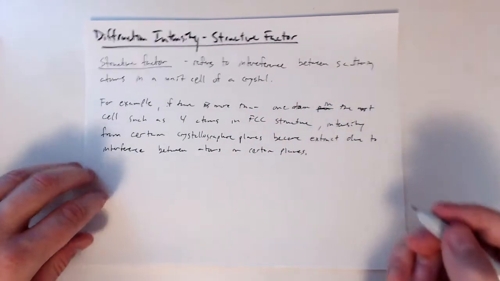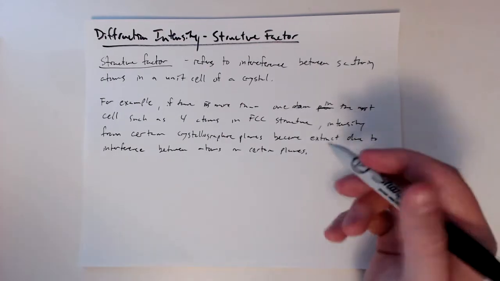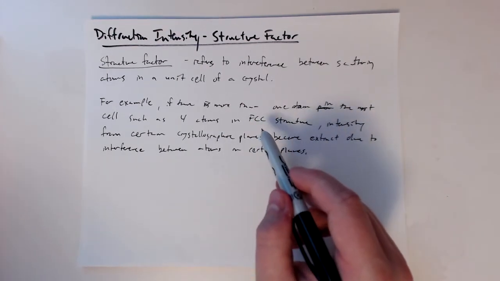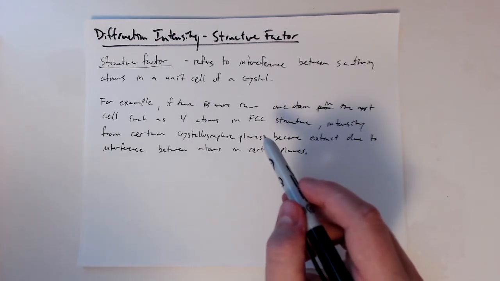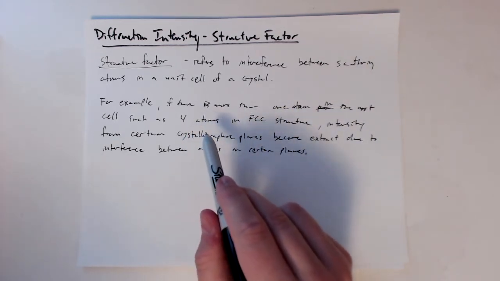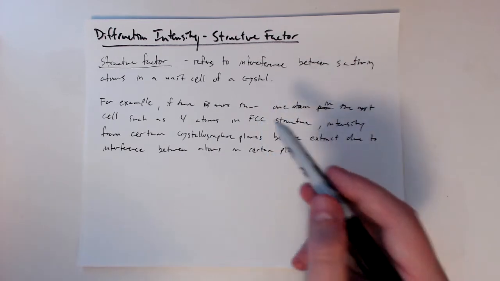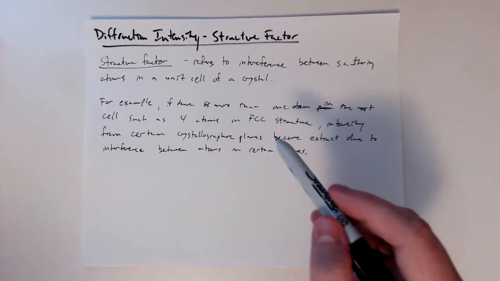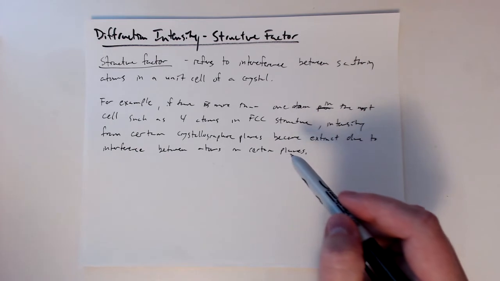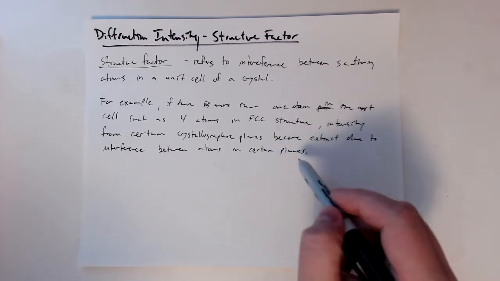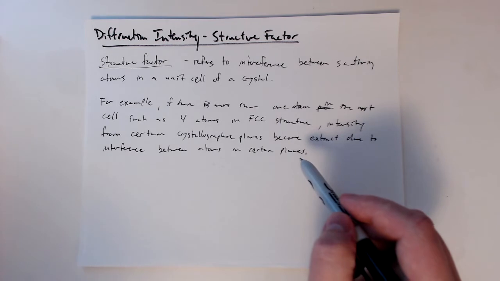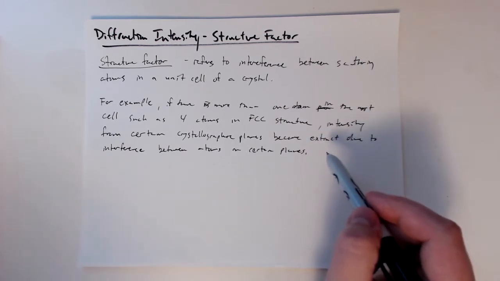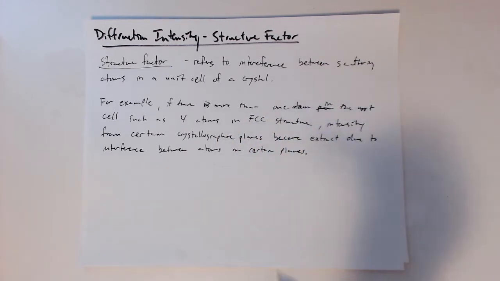So basically, the presence of additional atoms in the face-centered cubic compared to, say, simple, where we have only one atom in the unit cell, that existence of 3 more atoms makes it such that in certain directions or on certain planes, the diffracted intensity goes away because we have destructive interference from those additional atoms. So let me give you an example of this.